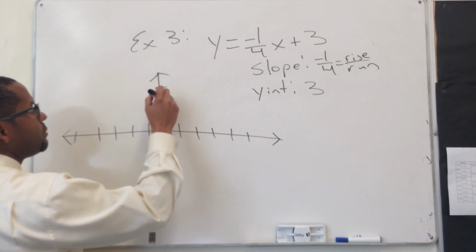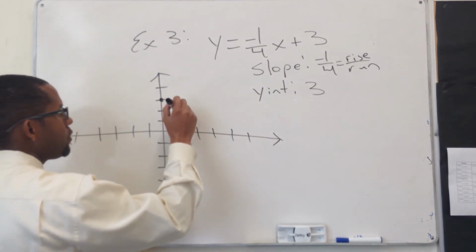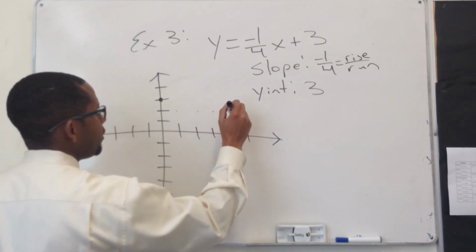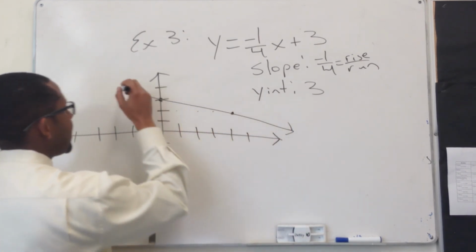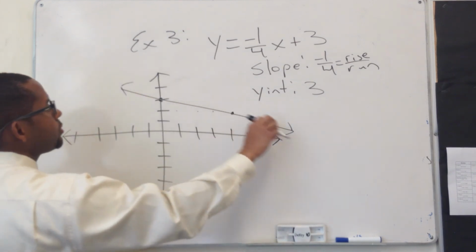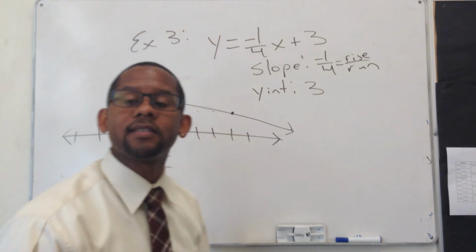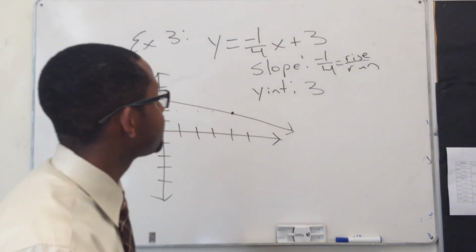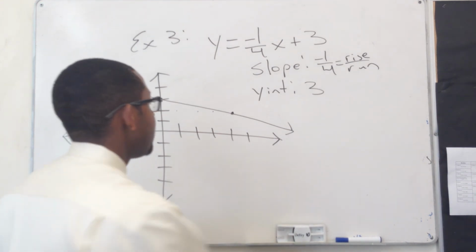So you said, my rise is -1, so I go down 1. My run is 4, I go over 1, 2, 3, 4. There's your second point. There's your line. It has a negative slope because it's going downhill. We've found out multiple ways how to pick a negative slope. Okay? This is how you graph a line. Right?